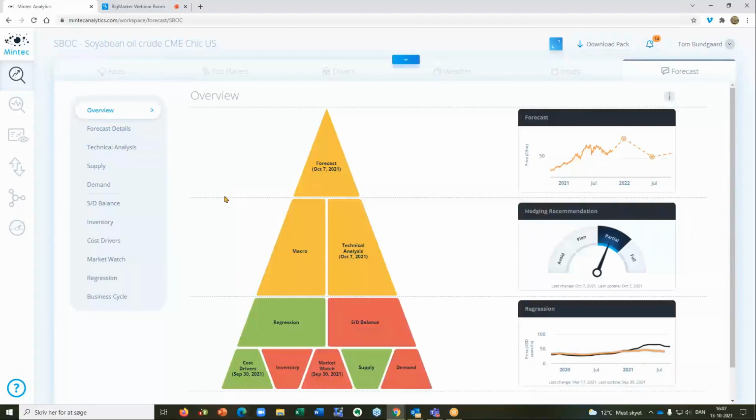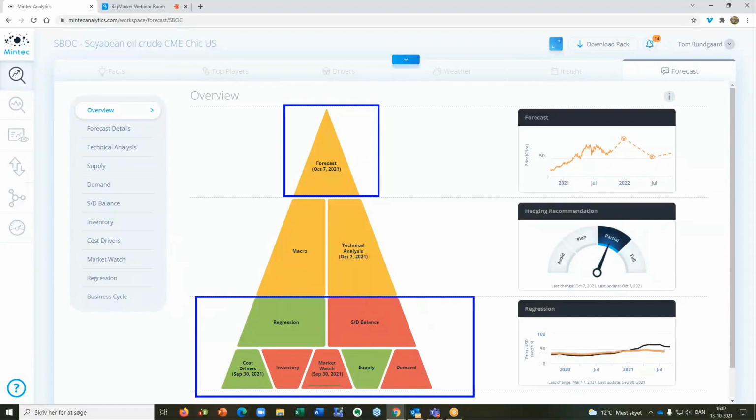If you want the full view, you've got our modeling here. So this is the pinnacle, this is the result. But in order to give you these targets, how do we make those targets? Well, we need to make a pyramid here. That means you need to have building blocks to make this. One building block is understanding supply and demand, and the supply-demand balance, market watch, inventories, cost drivers. That will give you the fundamental view on how the situation is for, in this case, soybean oil.